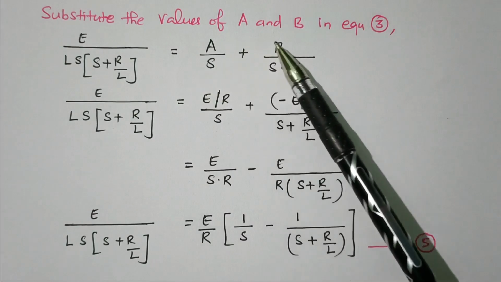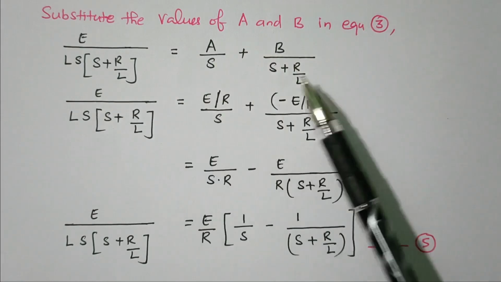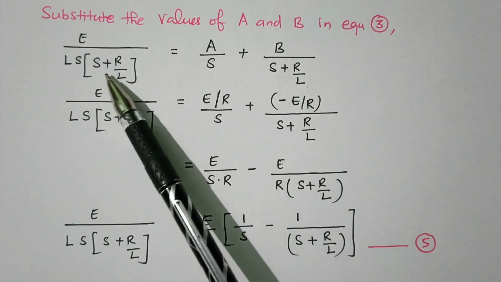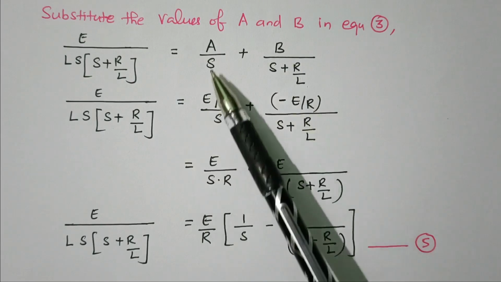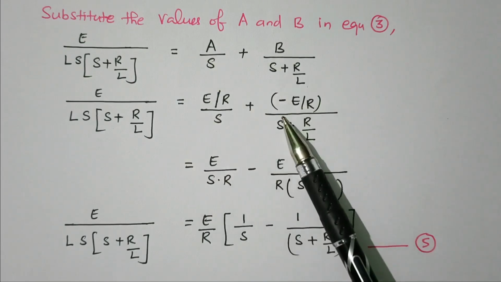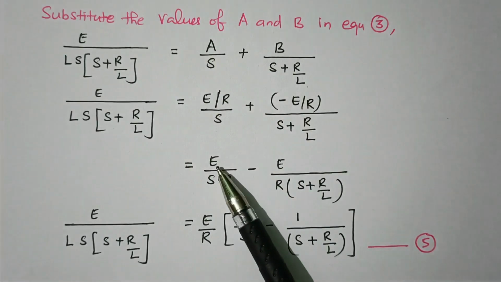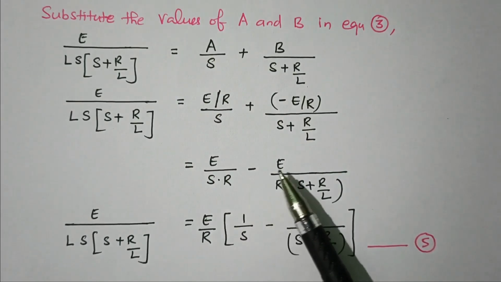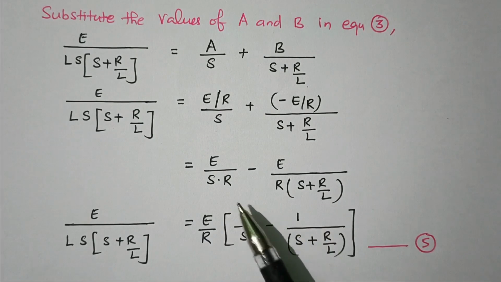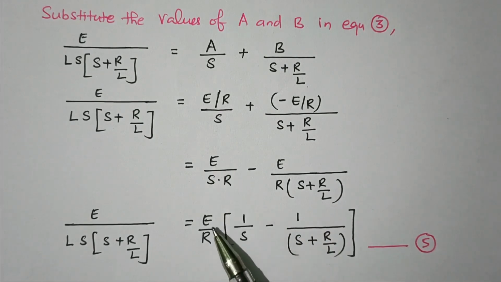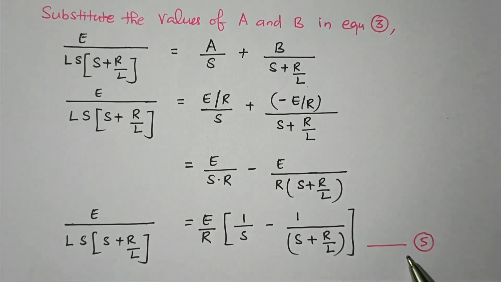Substitute the value of A and B in equation number 3. So this is equation number 3. E divided by Ls, S plus R by L equal to A by S plus B by S plus R by L, right? So A is substituted as E by R, B is substituted as minus E by R. So that it is nothing but E divided by S into R minus E divided by R of S plus R by L, right? Now E by R is commonly available, so E by R is taken outside. So that E by R of 1 by S minus 1 divided by S plus R by L. So take this as equation number 5, right?